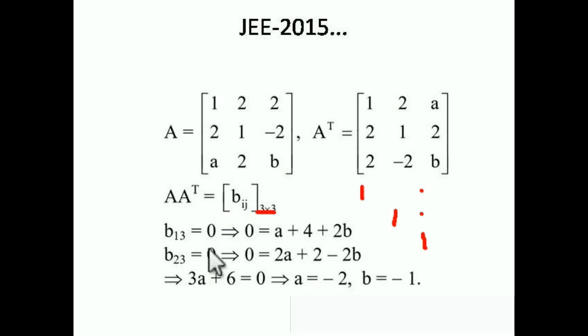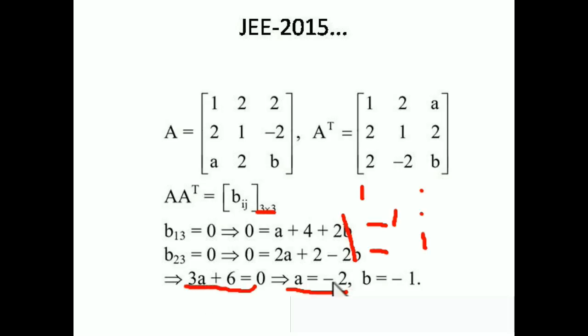Now for b23, this second row multiplies with this column. So we have 2 into a, plus 1 into 2, that is 2, minus 2 into b, that is minus 2b. So 2a plus 2 minus 2b is equal to 0. Now this is equation number 1 and this is equation number 2. Just add them up. 2b gets cancelled out. So we have 3a plus 6 is equal to 0. That means a is equal to minus 2.